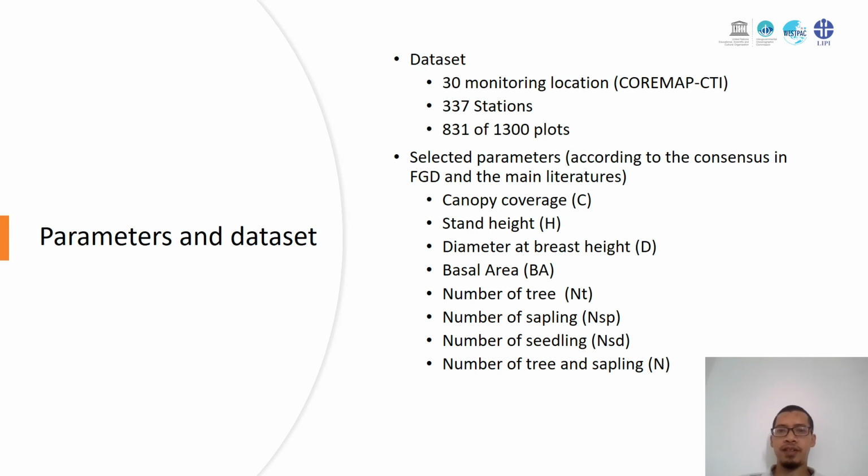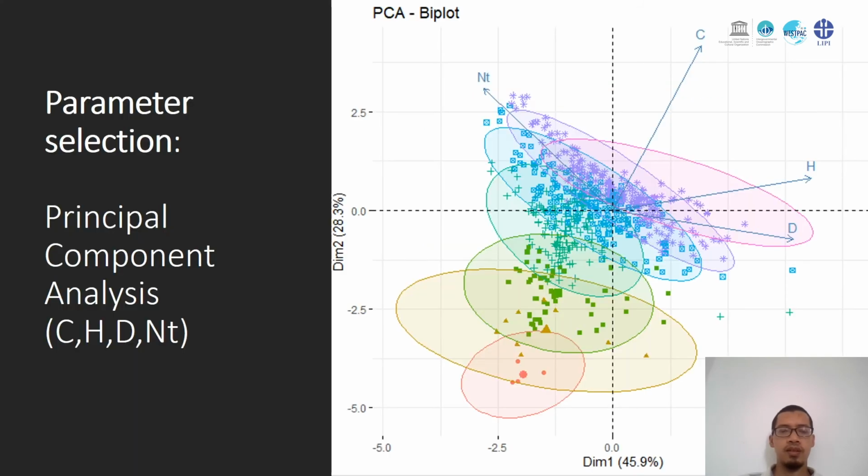Then we have canopy coverage, stand height, diameter at breast height, basal area, number of trees, number of saplings, number of seedlings, number of trees and saplings, and so on. All these parameters relate to the stand structural components. Based on those datasets, firstly we ran principal component analysis many times with different combinations of parameters.